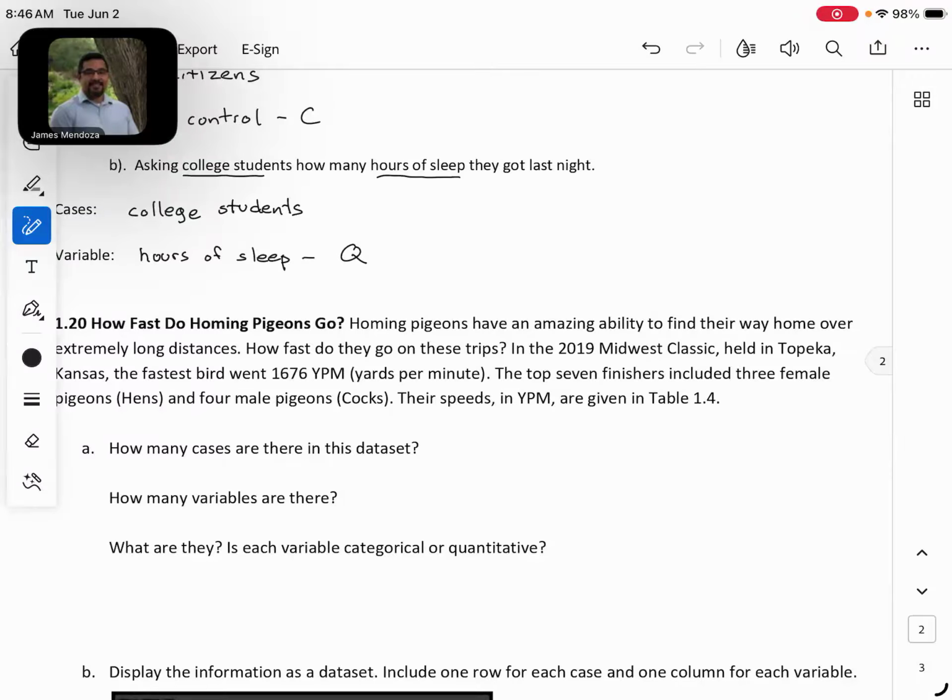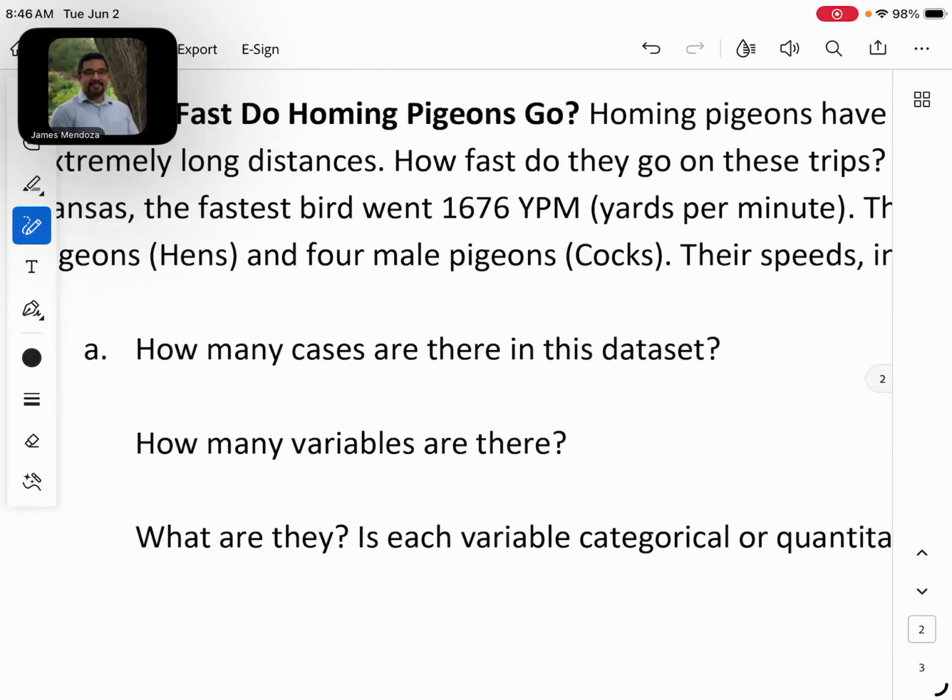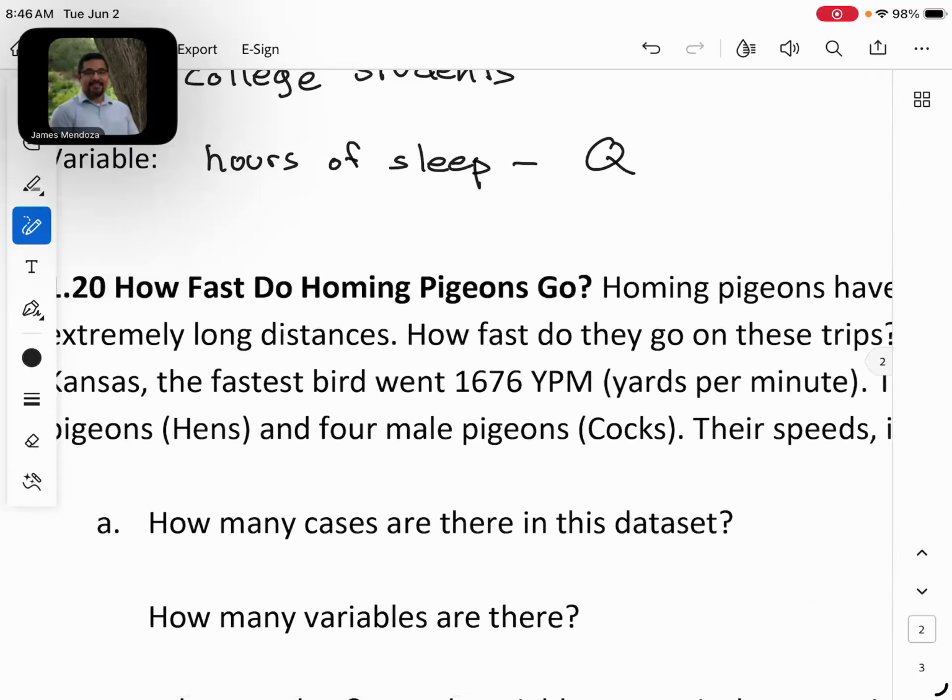Now, I do this next example because sometimes the way they ask the questions is a little bit different. This one's not asking like an A, it's not asking what were the cases or who were the cases. It's asking how many. So what you might do first of all in this one is just recognize that pigeons are the cases. It was a study about pigeons.